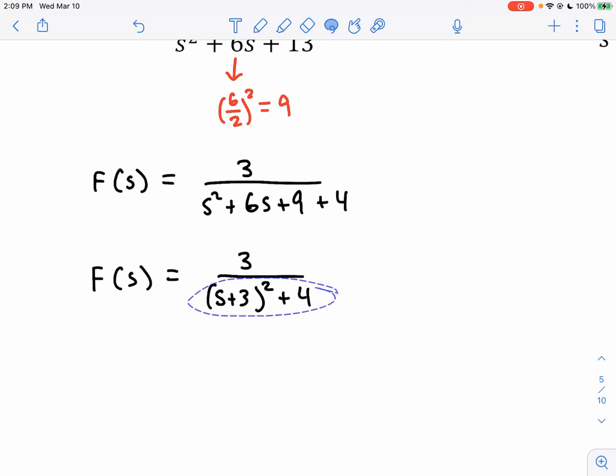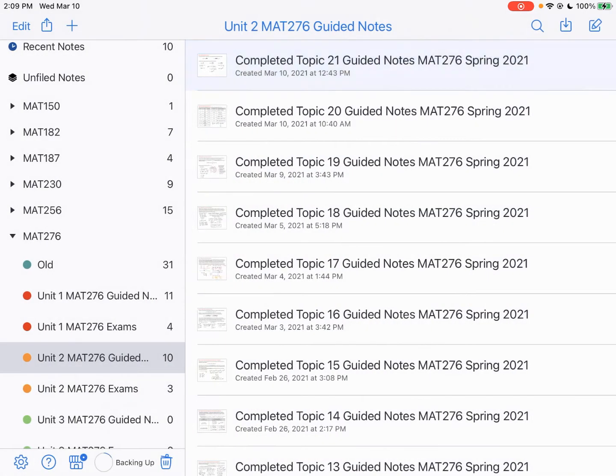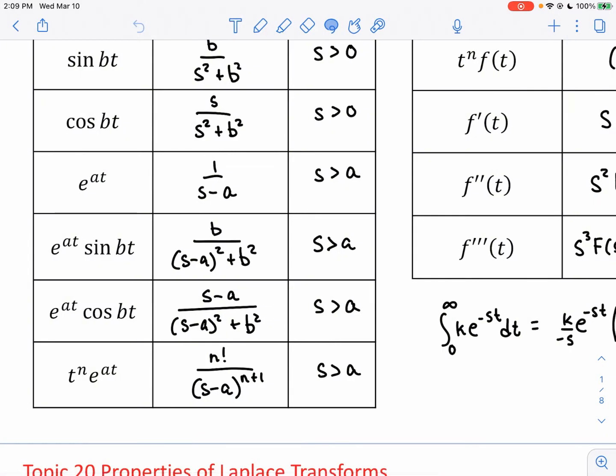Now I'm starting to recognize what denominator we're working with. Notice there's no s's up top. There's only the (s plus 3) squared plus 4 in the bottom. So that takes me to which portion of the table? The one that has a constant up top, no s's. So this is the one I want. And the a, in this case, is going to be -3, and the b is going to be 2, because there's a plus 4 right here. So b is going to be 2.